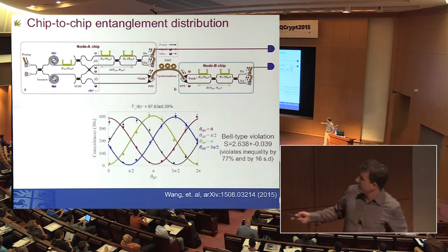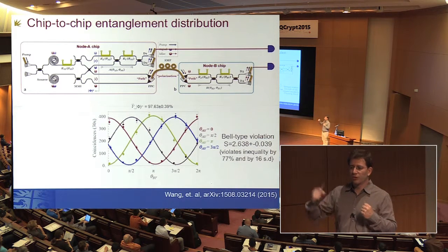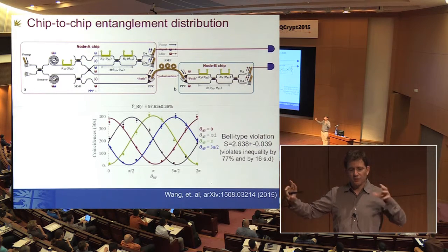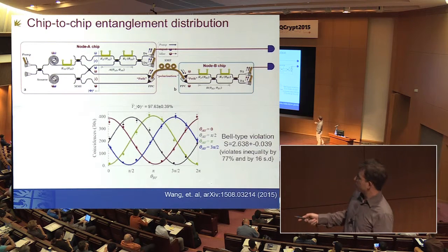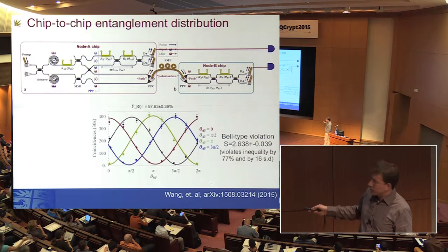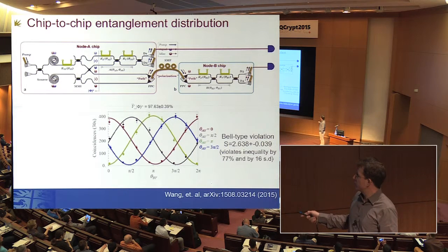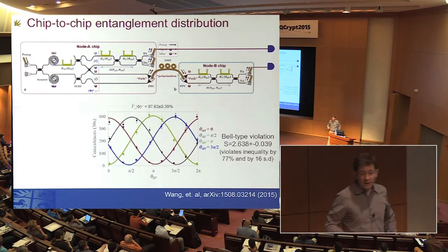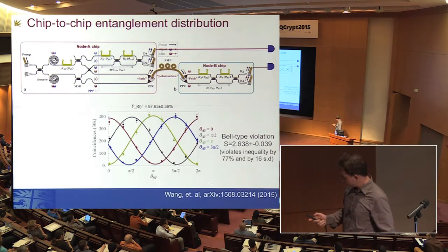where the chip on the left-hand side is generating two entangled photons. We then take one of those entangled photons, we do a path to polarization conversion, distribute it to the other chip. We then do tomography on both of those separate qubits on two separate chips, and we're able to show that we see the kind of classic entanglement-like fringes, and we get a Bell-type violation of around, in this case, 77%. So we've been able to coherently create and distribute entanglement across these chips.